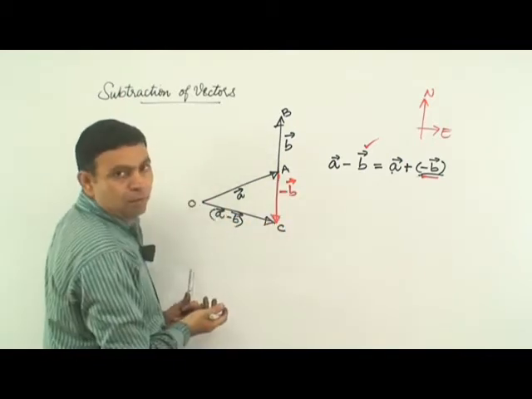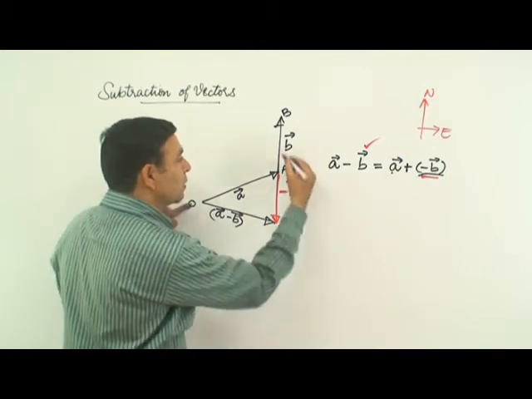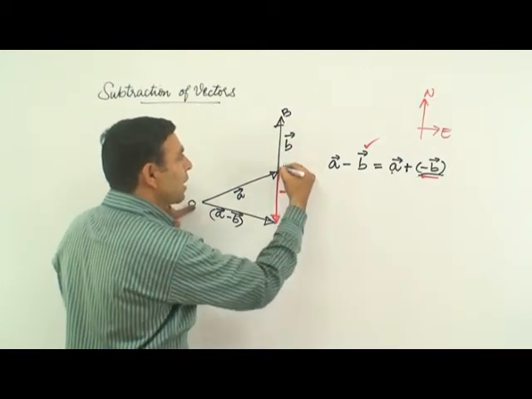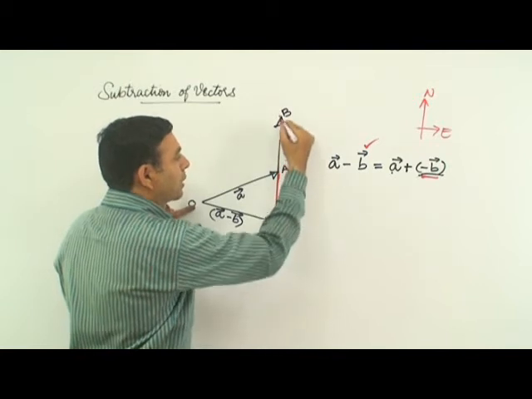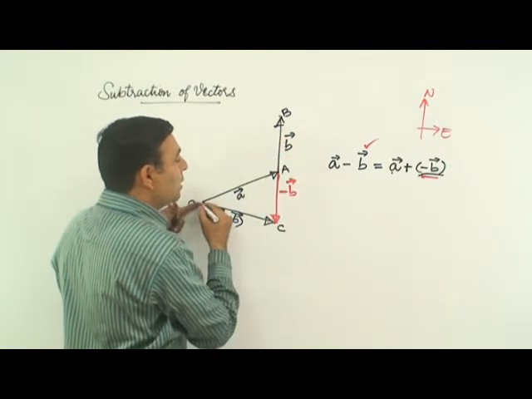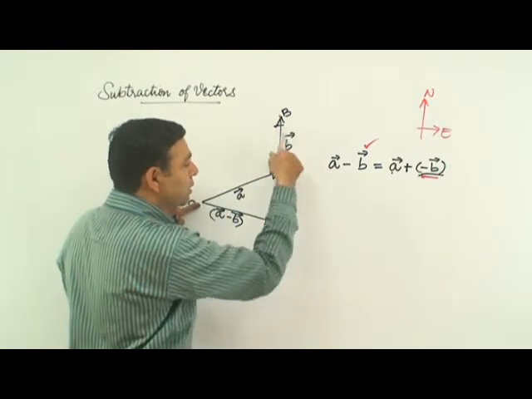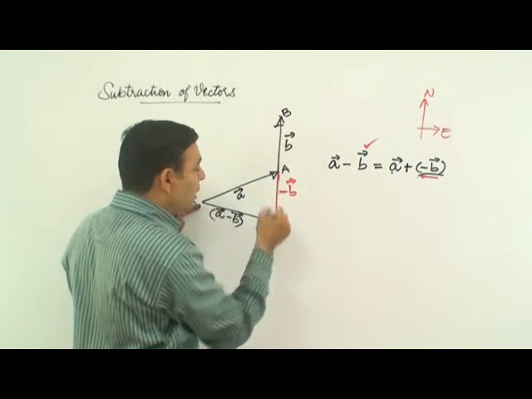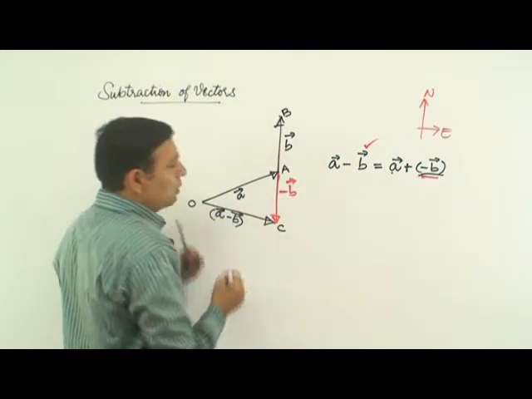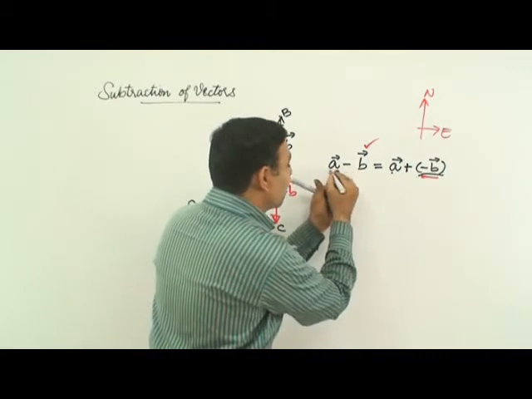But the vector which is to be subtracted, b, this is the vector b. In fact ab is vector b, this vector is to be subtracted. So I need a minus of this, which is nothing but this. So tail head is head tail. So the vector which is to be subtracted from vector a is negated and then added to a, fine.